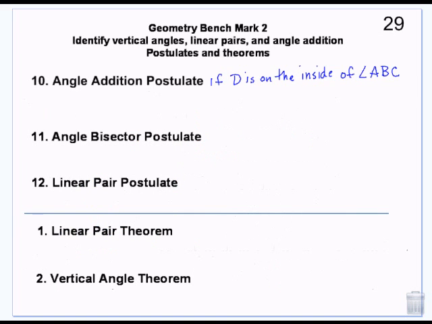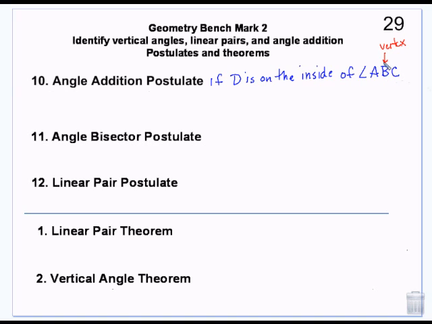Okay, so the angle addition postulate, I want you to know when you're talking about angles, whatever letter you put in the center is the vertex. So the vertex has to go in the center. This could be CBA or ABC, it doesn't matter, as long as B is in the center.